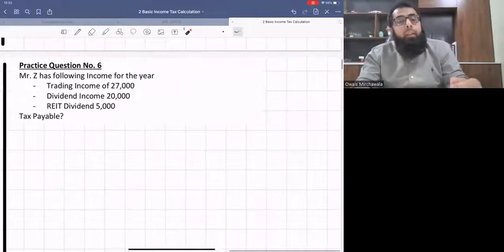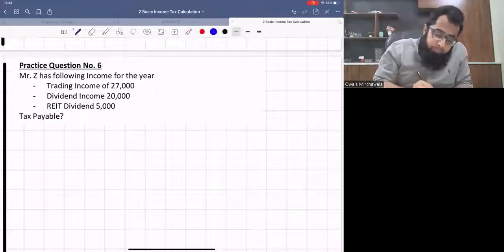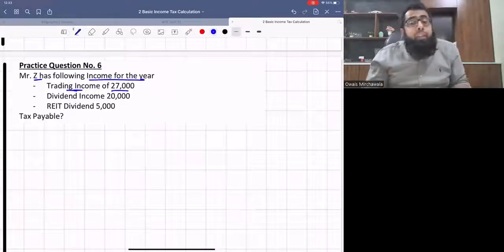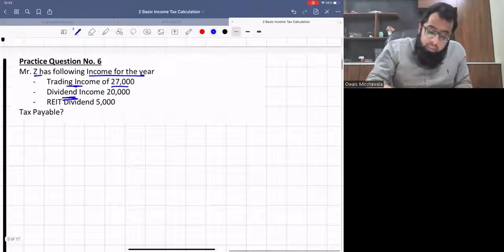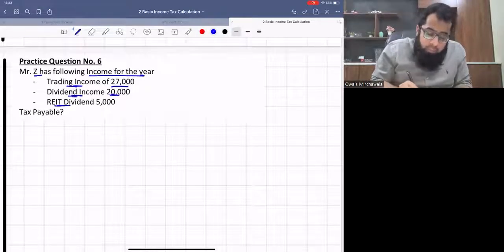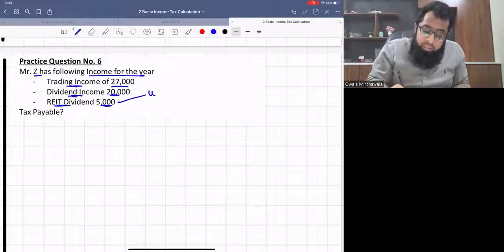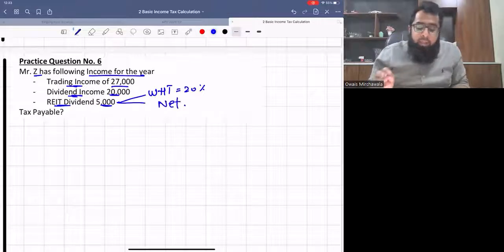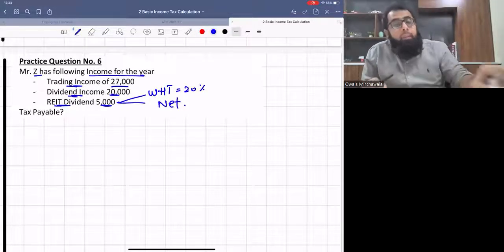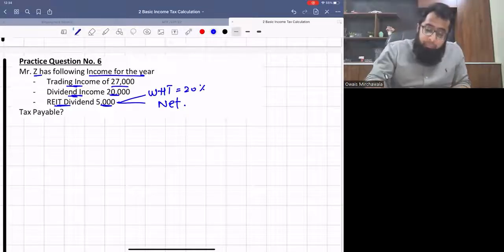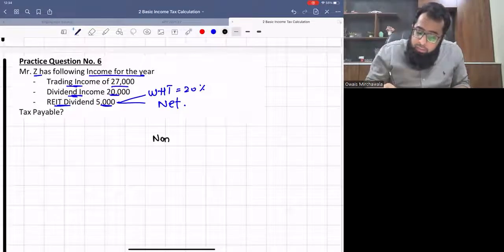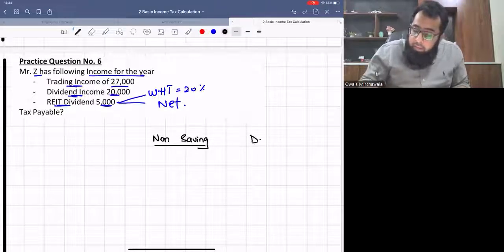Mr. Z has the following income for the year. Trading income 27,000, dividend income 20,000, REIT, real estate investment trust, 5,000. On REIT, there is withholding tax of 20%, and since the examiner is silent, it is net. Now, one head of income is non-saving, and the other head of income is dividend.